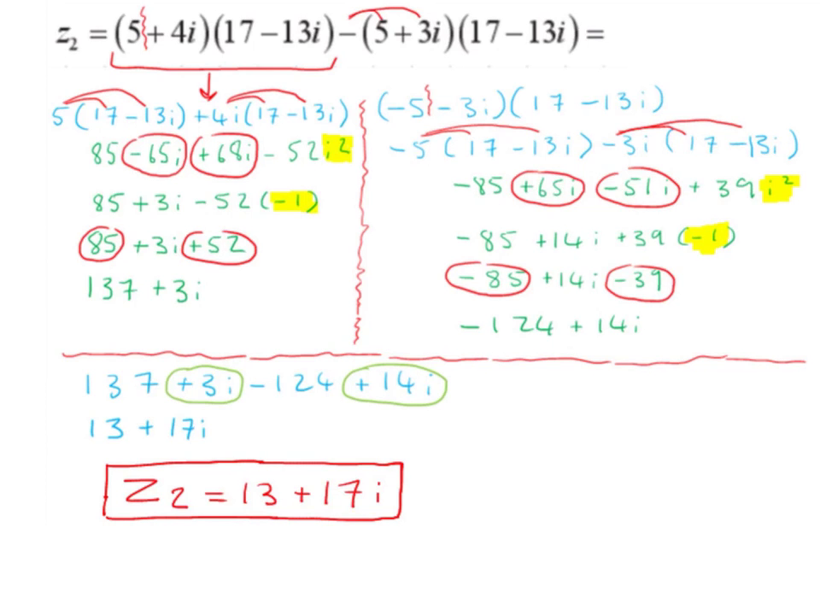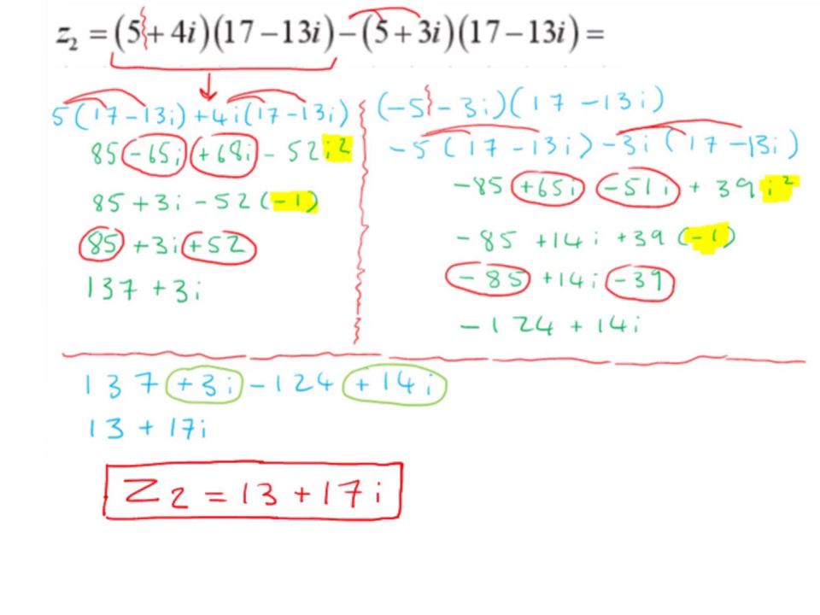Bring down the minus 85, bring down the plus 14i, and then 39 multiplied by minus 1 is minus 39. Then minus 85 minus 39 is minus 124, and bring down the plus 14i. So then I'm going to group them together: 137 plus 3i, and minus 124 plus 14i.